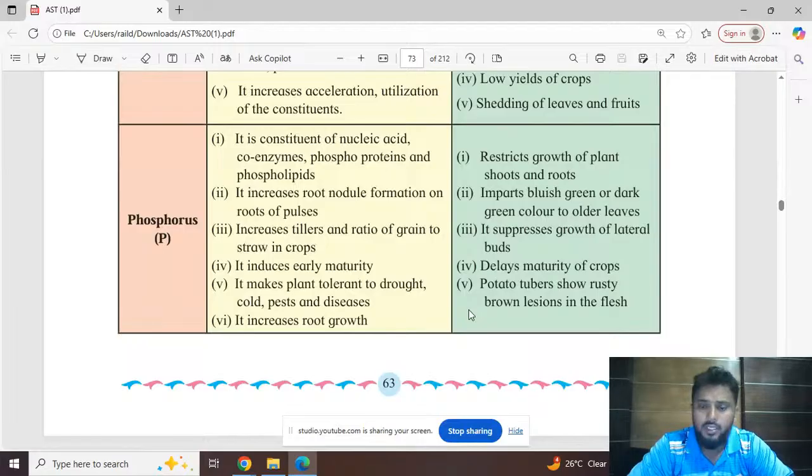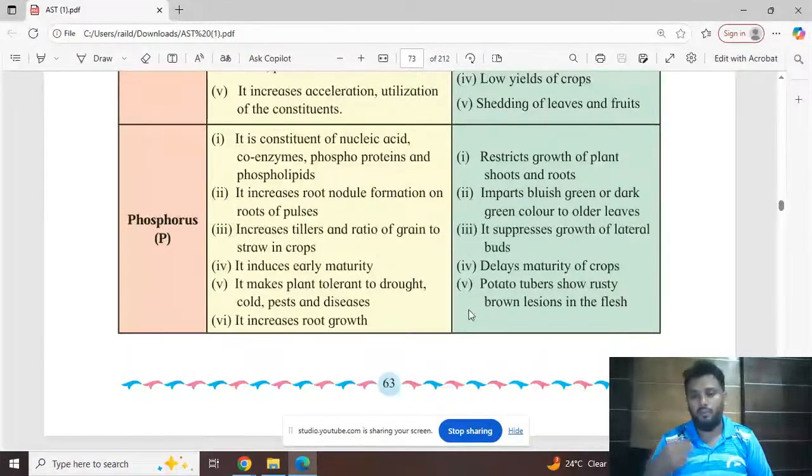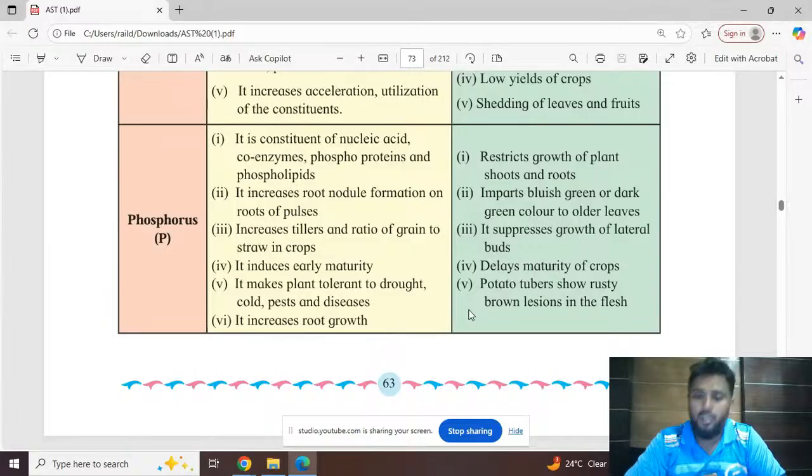The next is it suppresses the growth of the lateral buds. From the buds, new branches are going to arise, or there is formation of flower, and then from that flower there is formation of seed. So those lateral buds are going to be suppressed. Their growth is not up to the mark. Then it delays the maturity of the crop. Okay, we saw that if phosphorus content is good, there is early maturity. So if the quantity is not good, the maturity is delayed.